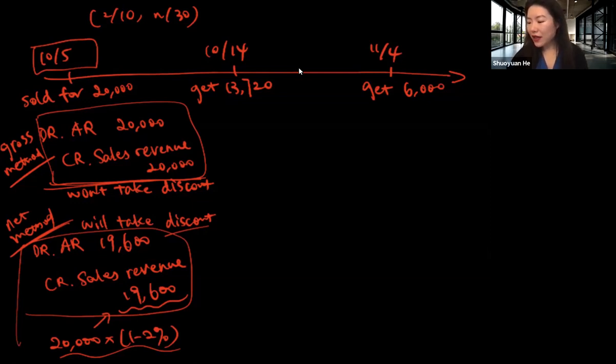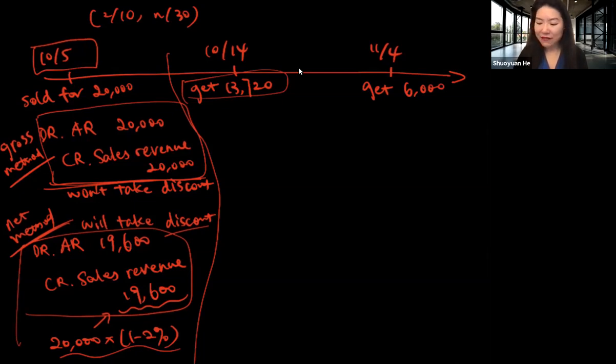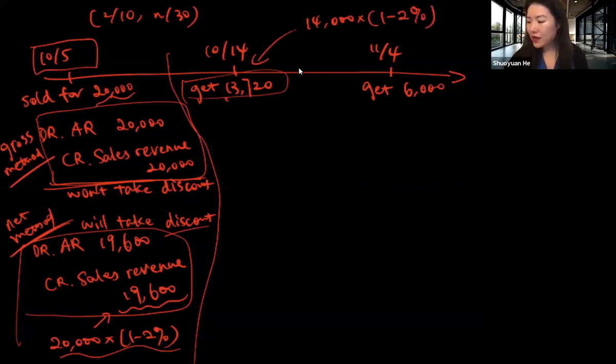And now let's move to October 14th. So on October 14th, the customer paid back $13,720. Where is this $13,720 coming from? So the customer is actually paying back $14,000 out of this $20,000. But because the customer is paying back within 10 days, we are giving a 2% discount. So the customer only needs to pay back $13,720. So what is my journal entry now?